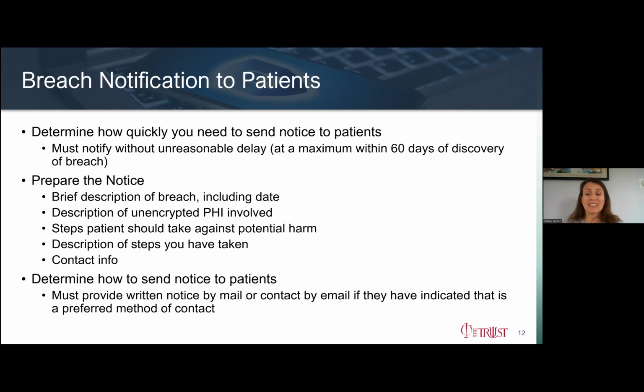However, if you have more than 10 patients for whom you have insufficient data or can't contact information, you must give a type of substitute notice. Maybe conspicuously posting the notice on the homepage of your website or in major print or broadcast media in the area where the patients reside, putting an ad in the newspaper, putting an ad on the news. You must also list a toll-free number that will remain active for 90 days, so patients can call to see if the breach affected their PHI.